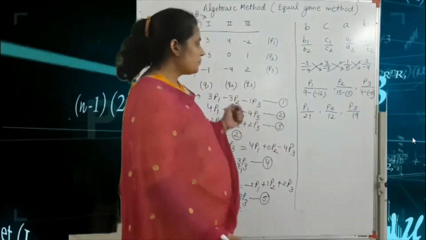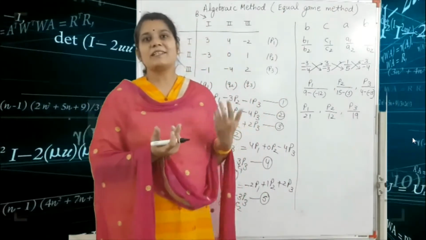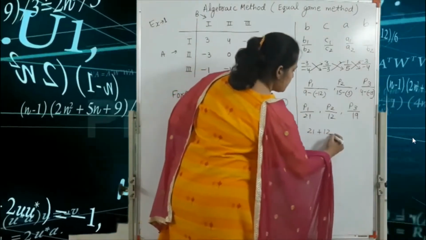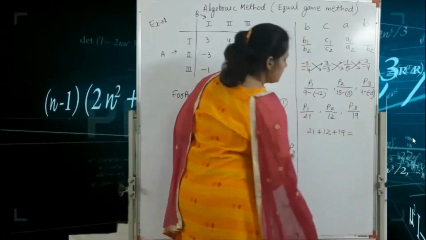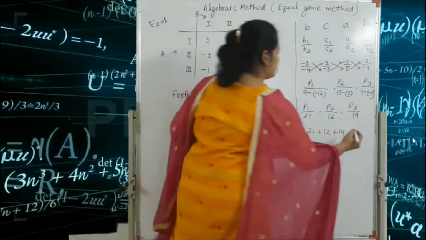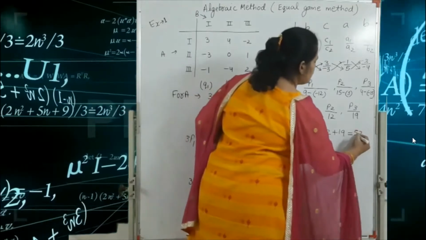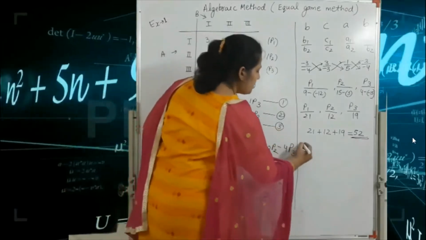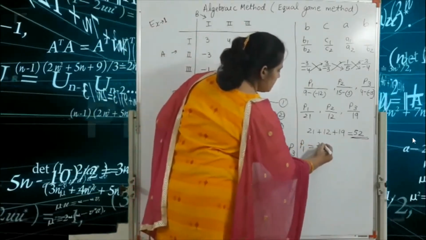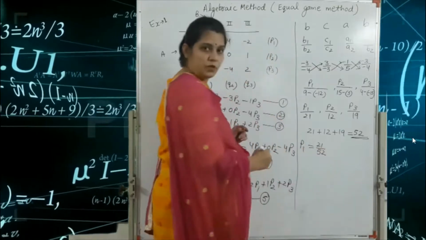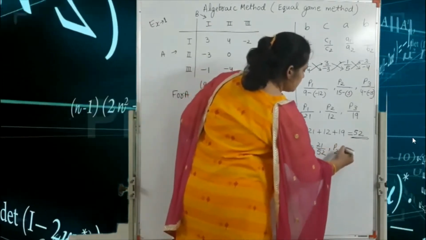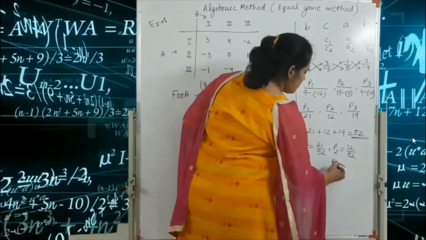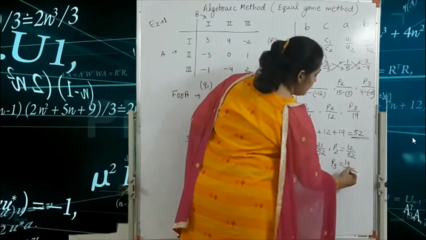Got it? So the probability is what? The value of P1, P2, P3 is what? So you write here 21 plus 12 plus 19 is equal to what? So, 52. Okay, this is the 52 value. Got it? So the probability of P1 is equal to 21 by 52. Okay, probability of P2 is equal to 12 by 52. Okay, and the probability of P3 is equal to 19 by 52.